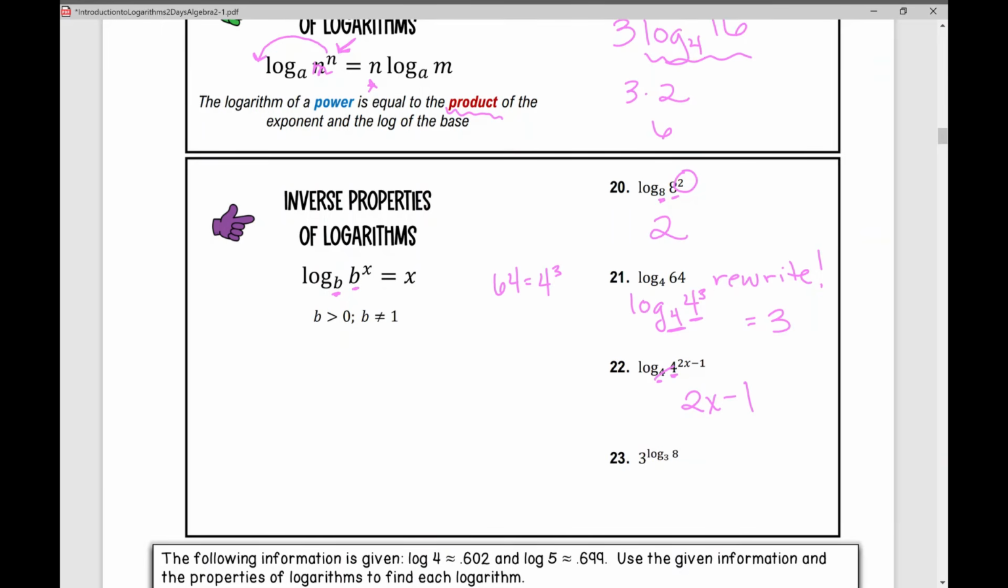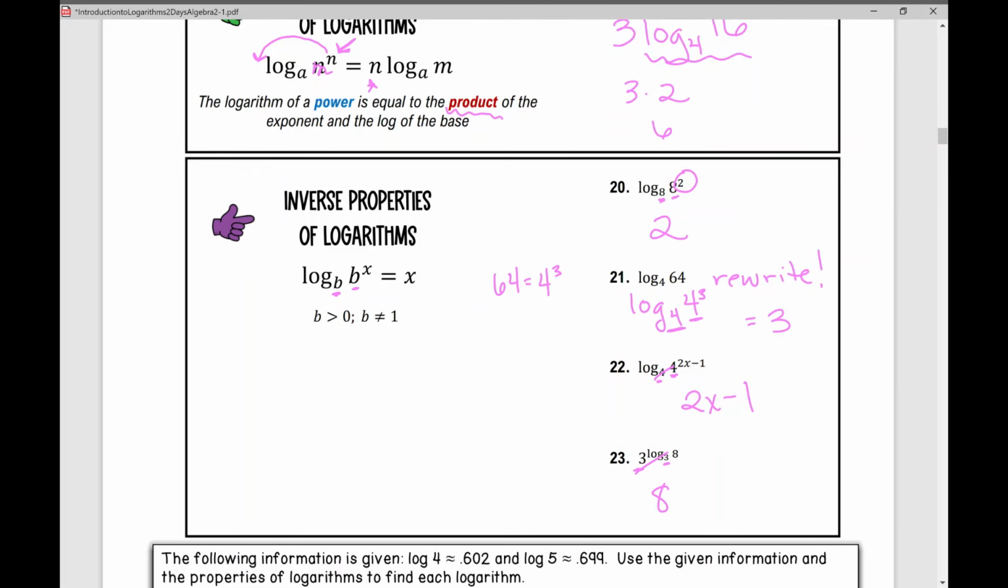Number 23 looks a little different. It has the same property. 3 to the power of log base 3 of 8. I have the same base right here that I do right here. So I'm going to use this inverse property of logarithms. That's 1, and I'm left with 1 times 8, and I'm left with 8.